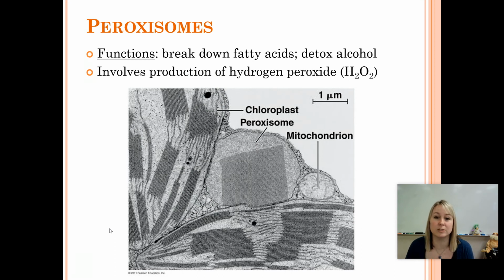Peroxisomes, again, are a special type of lysosome that makes hydrogen peroxide. Part of the reason why you need the enzyme catalase is because this hydrogen peroxide could build up and destroy things.